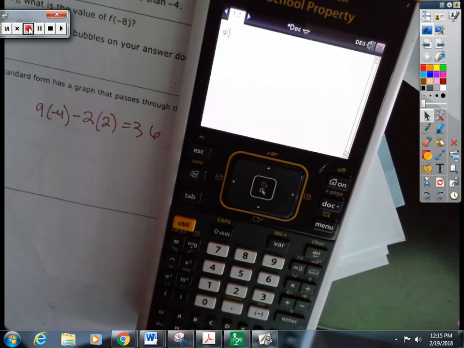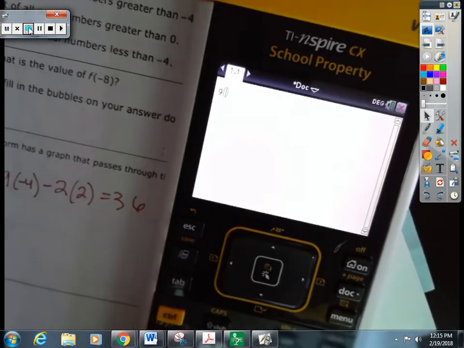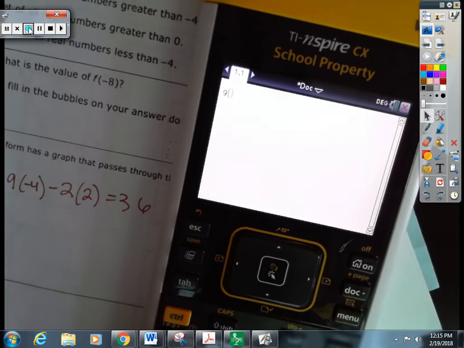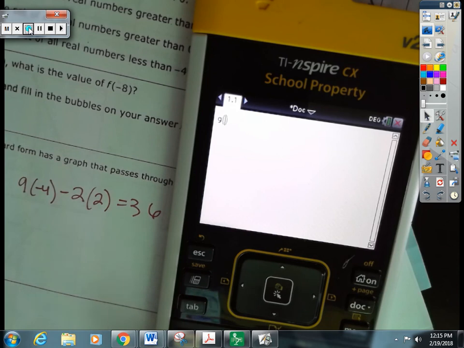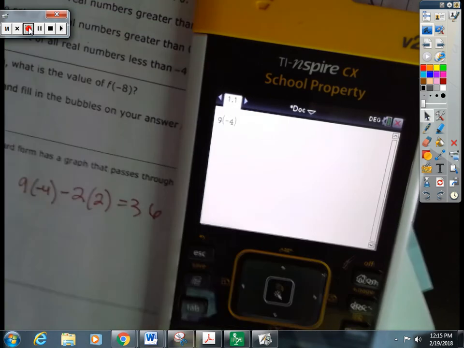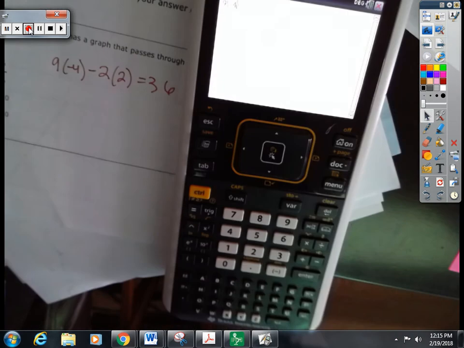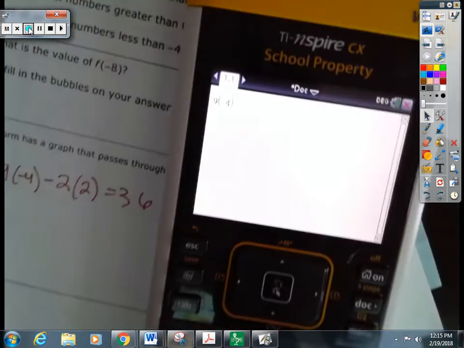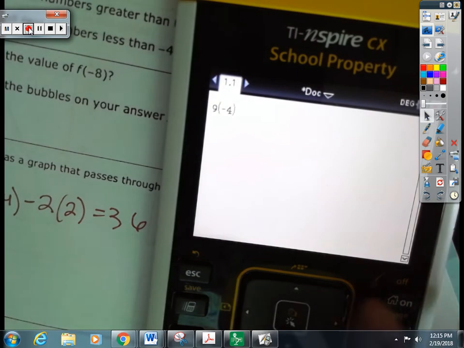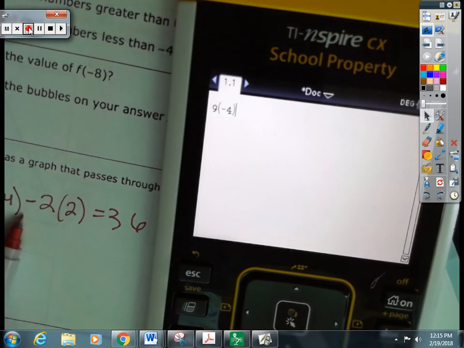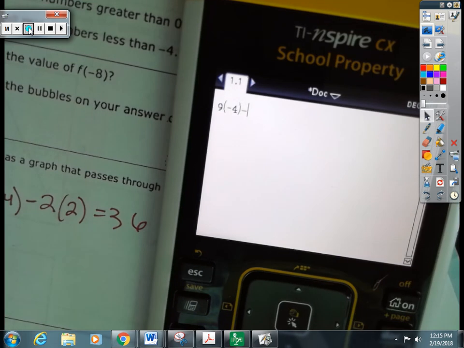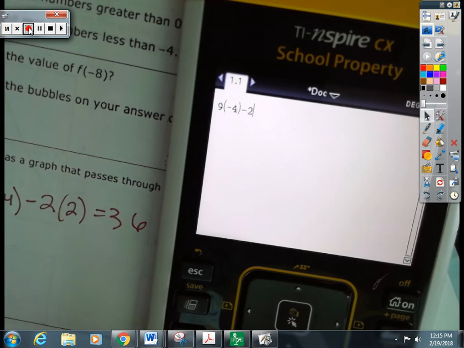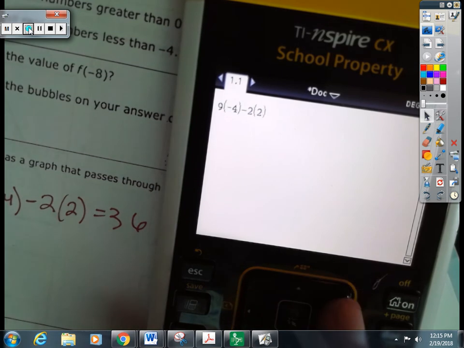Parentheses. Let me see if I can get it a little bit darker. I don't know how much darker I can get on this calculator, but I'm going to try. Alright, -4. Make sure you type in -4. The negative is right here. Then I'm going to type in -4. And this is an operation sign. The 2 is negative, but the operating sign is minus. So put minus 2, parentheses 2. And to put the equals, it's underneath the yellow.